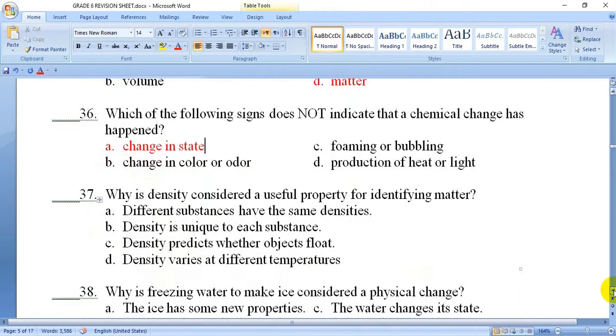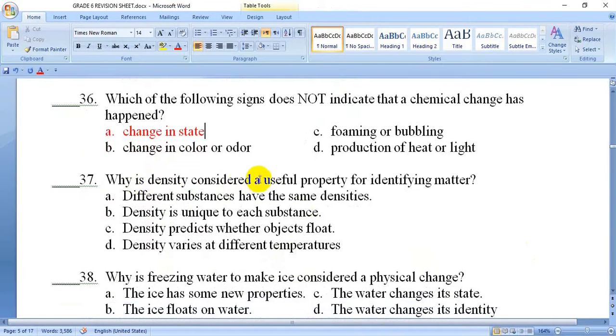Next question, 37. Why is density considered a useful property for identifying matter? Why can we know the type of matter from measuring its density? Because different substances have the same densities, because density is unique to each substance, because density predicts whether objects float, or because density varies at different temperatures. Density is different for each kind of mineral and matter. Diamond has a different density from gold, from silver, and from water. So every kind of matter has a different density. So the answer will be letter B. Density is unique for each substance.